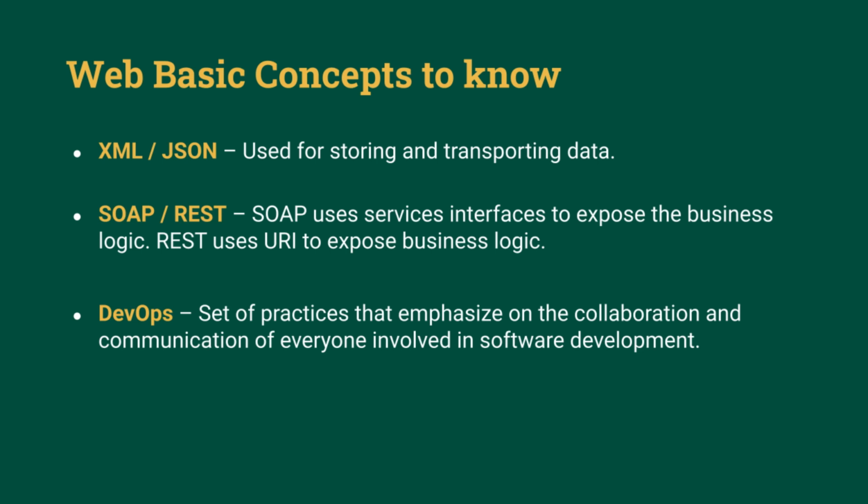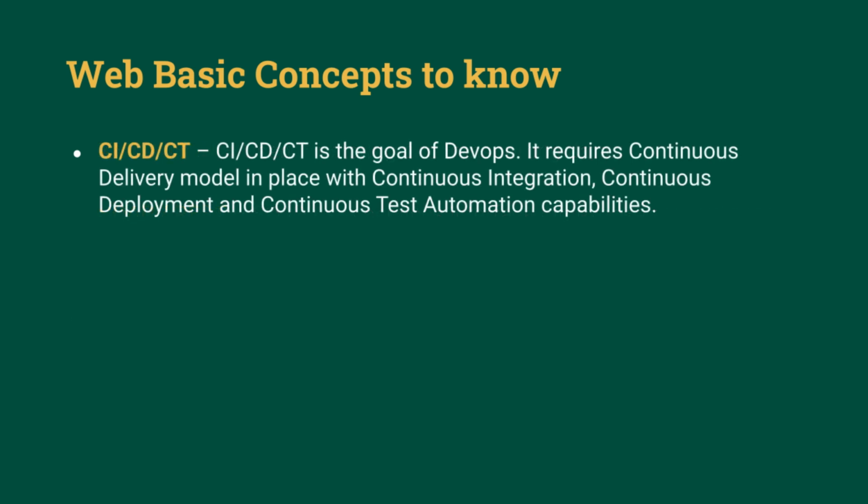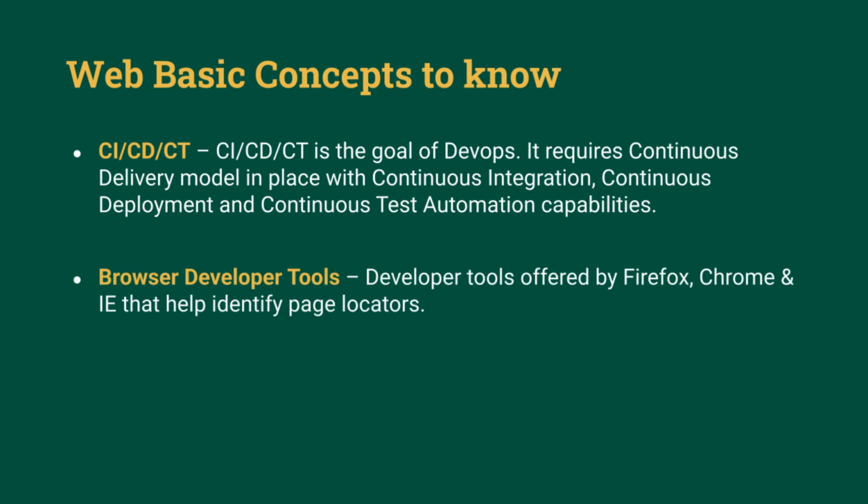DevOps is a set of practices that emphasizes the collaboration and communication of everyone involved in the software development lifecycle. Essential DevOps practices like CI or continuous integration, CD or continuous deployment, and CT or continuous testing require a continuous delivery model to be in action. You should also learn about browser developer tools offered by Firefox, Chrome, and IE that are absolutely necessary for you to identify page elements like text boxes, buttons, and more.